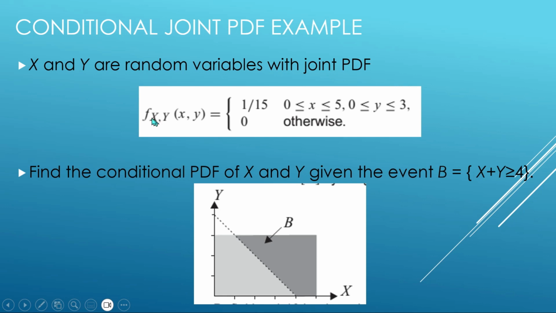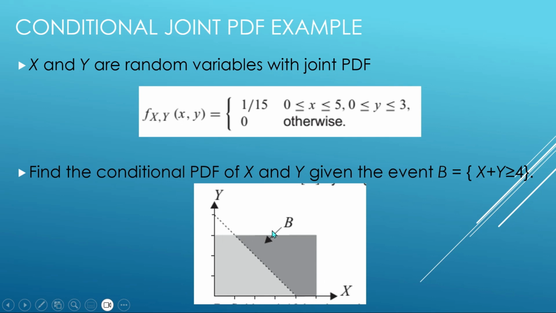For example, the value of function f of x comma y is given to us as 1 by 15 when x is greater than or equal to 0 and less than or equal to 5, and y is greater than or equal to 0 and less than or equal to 3. So the PDF of random variables x and y is given by this block over here. You can see this rectangular shaded area. So y is 0 to 3, and x is 0 to 5.